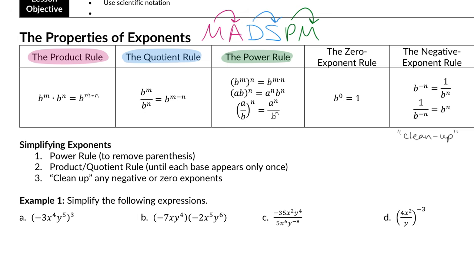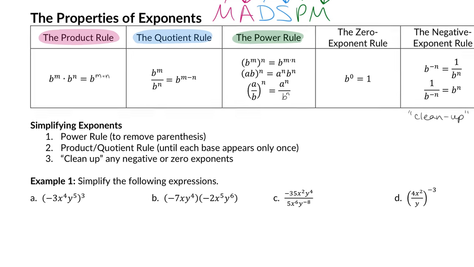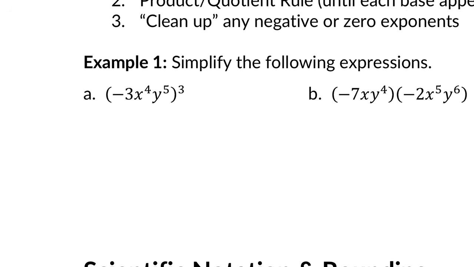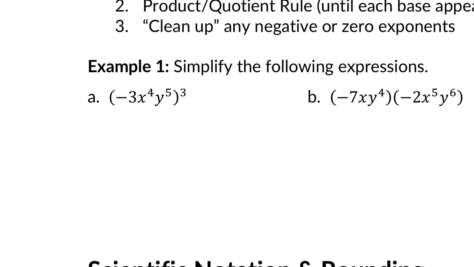You'd tell me that that's 8, because you can actually do that expansion. All right, let's hop into our examples. Example number 1, we're going to simplify -3x to the 4th y to the 5th, all raised to the 3rd power.